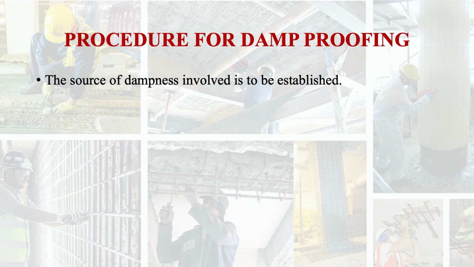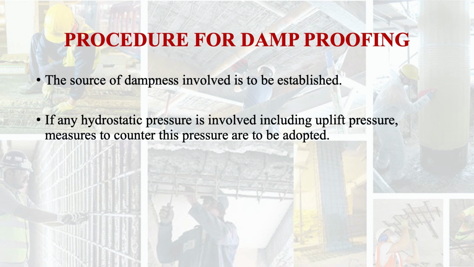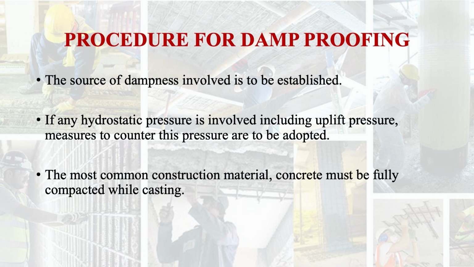Now let's see the procedure for damp proofing. What are the different steps? First of all, we have to identify the source of dampness. After identifying this, we have to look whether any hydrostatic pressure is involved, including uplift pressure; measures to counter this pressure are to be adopted. The most common construction material, concrete, must be fully compacted while casting, because if it is not fully compacted, then there will be voids in the concrete.